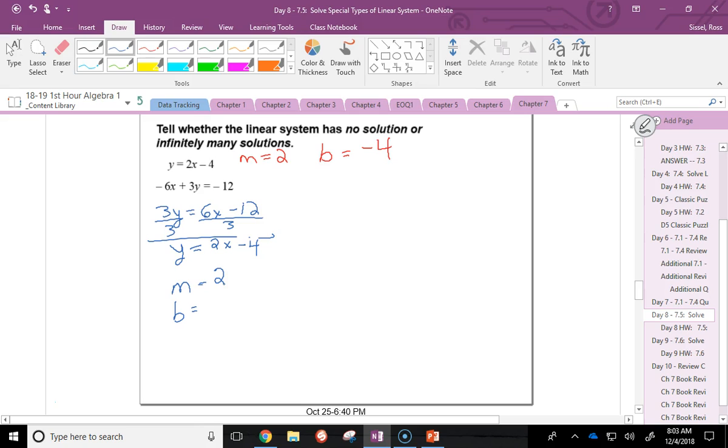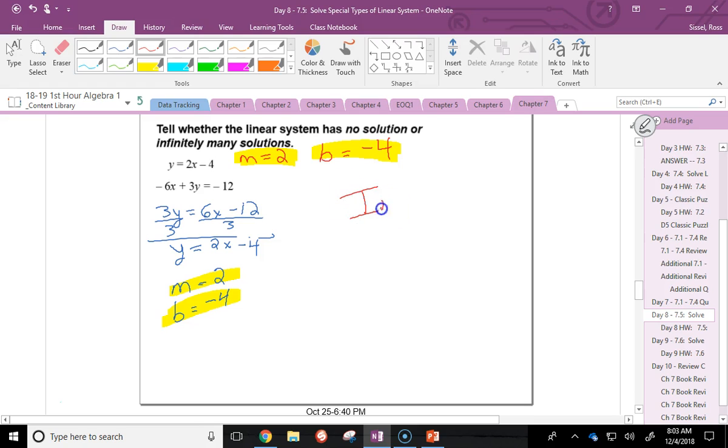Alright, so focus back up here. We have our slope as 2, and our y-intercept was -4. Because they are the same, what does that tell me? Maddie? There's going to be infinitely many solutions.